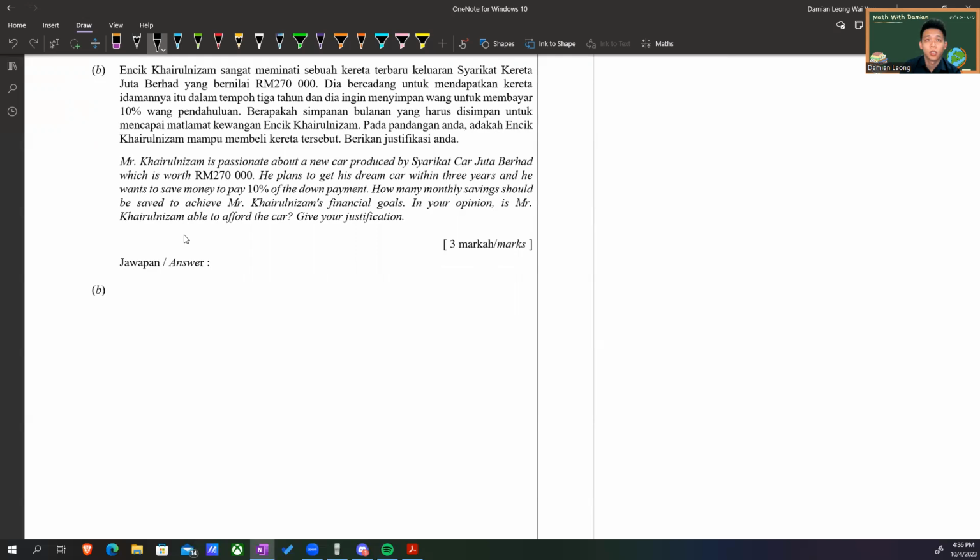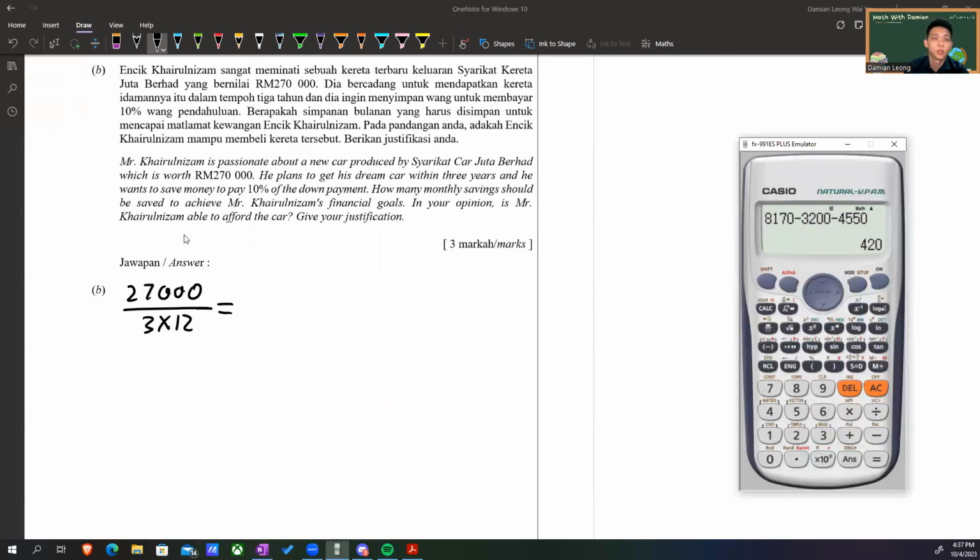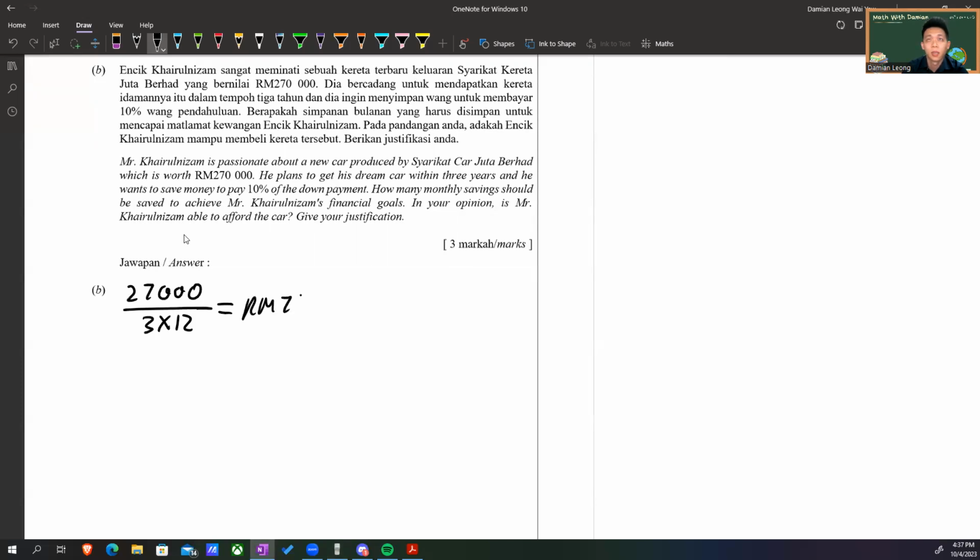So it's just 27,000 divided by 3 years, each year 12 months. 27,000 divided by bracket 3 times 12 is 750. Yeah, that's how much he needs to save per month.